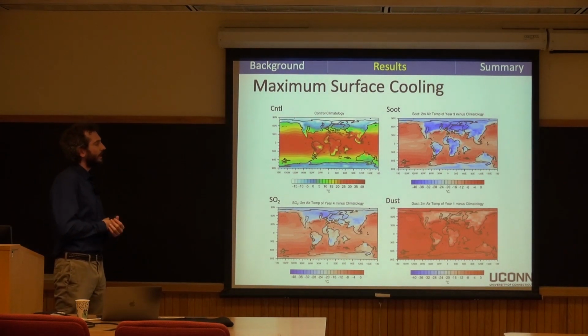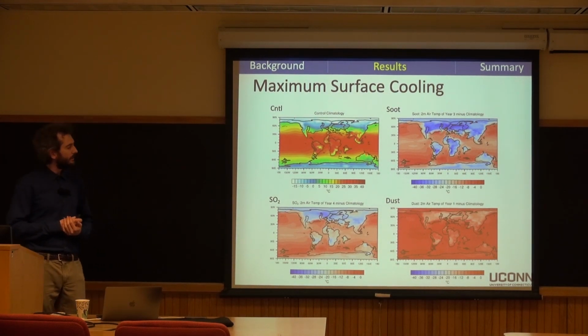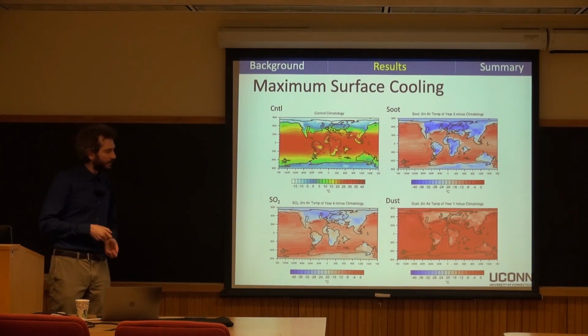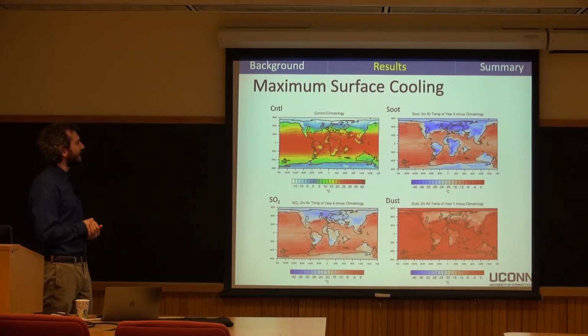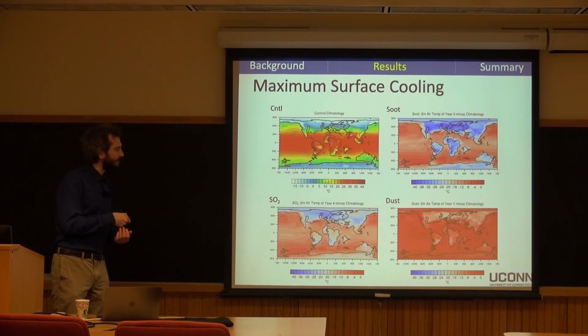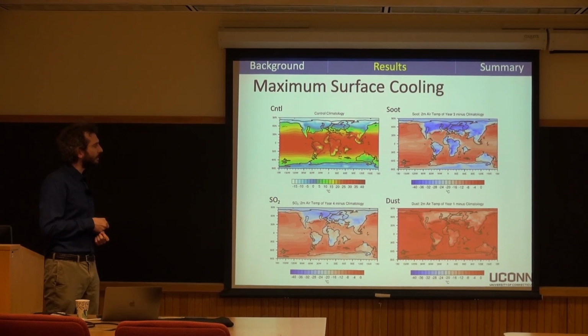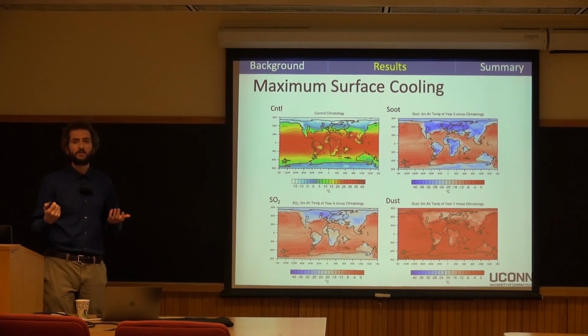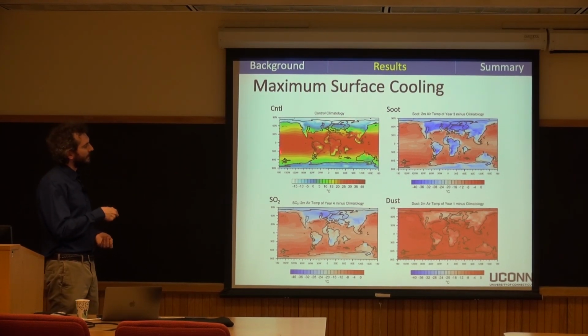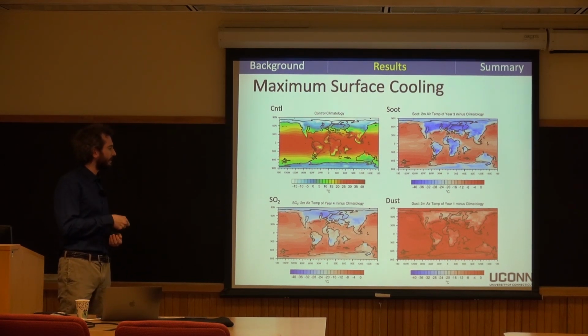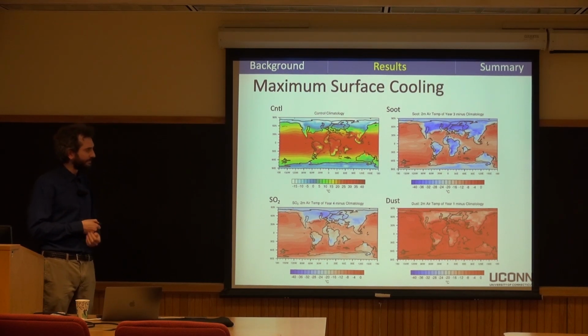Here I'm just showing spatial maps of the cooling that we get in these different simulation scenarios. In this first plot I have the pre-impact climatology, again this fairly warm greenhouse climate state with a little bit of sea ice in the Arctic, but fairly warm temperatures overall. Then I'm showing the year of maximum deviation between this pre-impact climatology and the year of maximum cooling for soot, SO2, and dust.